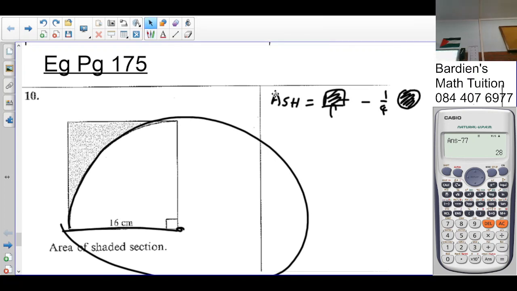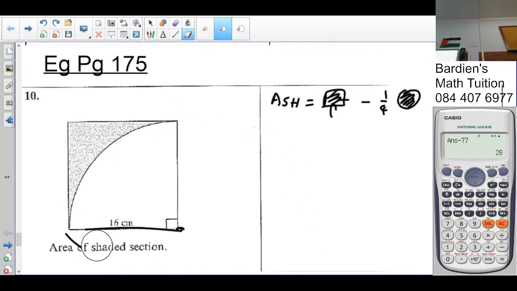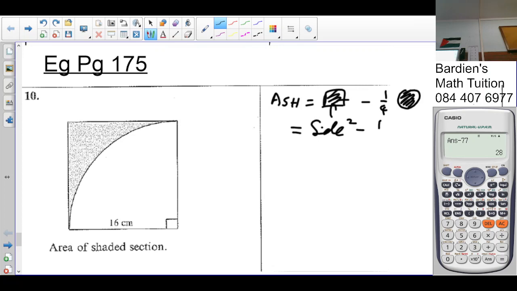So how do you calculate the area of a square? Side times side, or side squared. Not so? Minus a quarter of the area of a circle. Pi r squared. Not so? What's the length of a side here? 16. So it's going to be 16 squared minus a quarter pi.